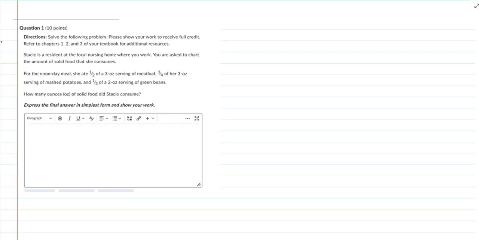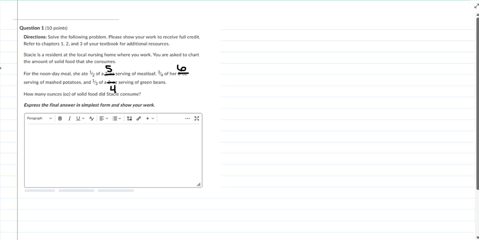So I'm not going to do the exact problem. I'm going to do a similar problem so that you can see how to walk through that. So let's just say we're going to go with a half of a 5-ounce serving, 3/4 of a 6-ounce serving, and we'll do 1/3 of a 4-ounce serving. Okay, that way I can walk you through this. Okay, so we're going to go through here.